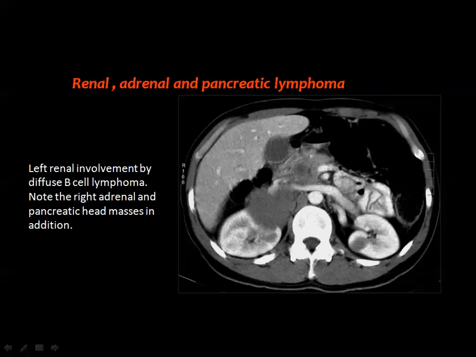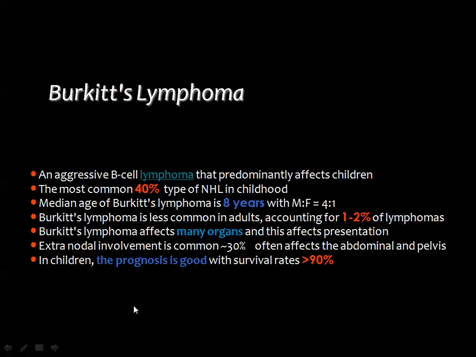Then this is an example of a right adrenal gland mass, left renal focal lesion, and a lesion in the pancreatic head. And these are proved to be related to diffuse B-cell lymphoma. Burkitt lymphoma is an aggressive B-cell type that affects the children predominantly. It is considered the most common type of non-Hodgkin lymphoma in childhood, reaching about 40%.